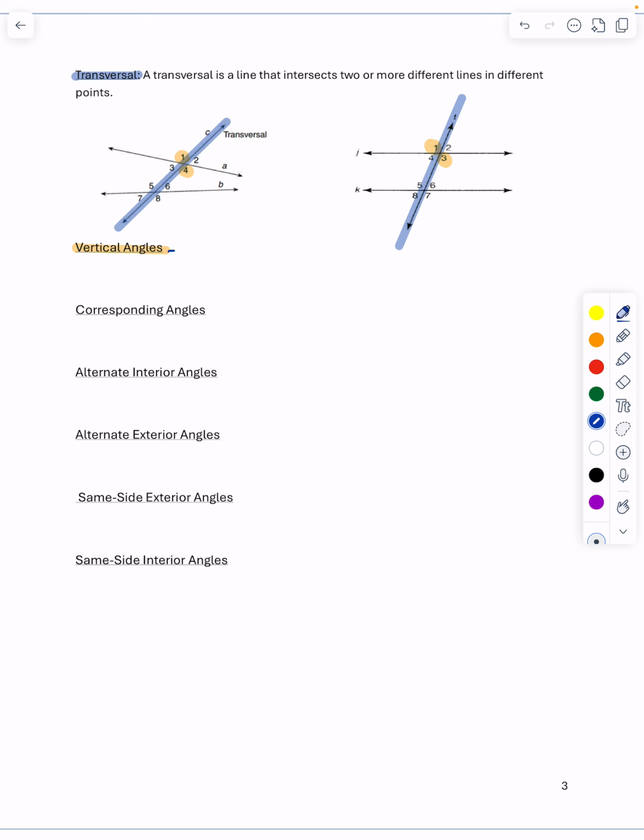So vertical angles are the angles formed across, opposite, across from each other when two lines intersect.